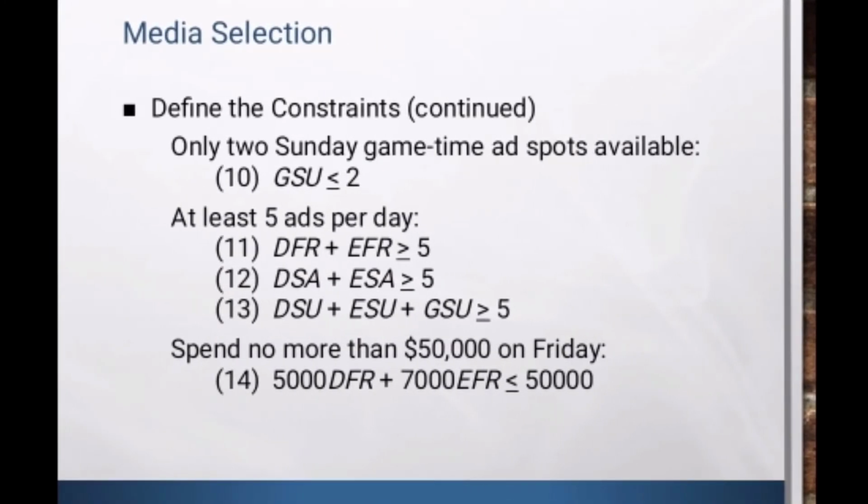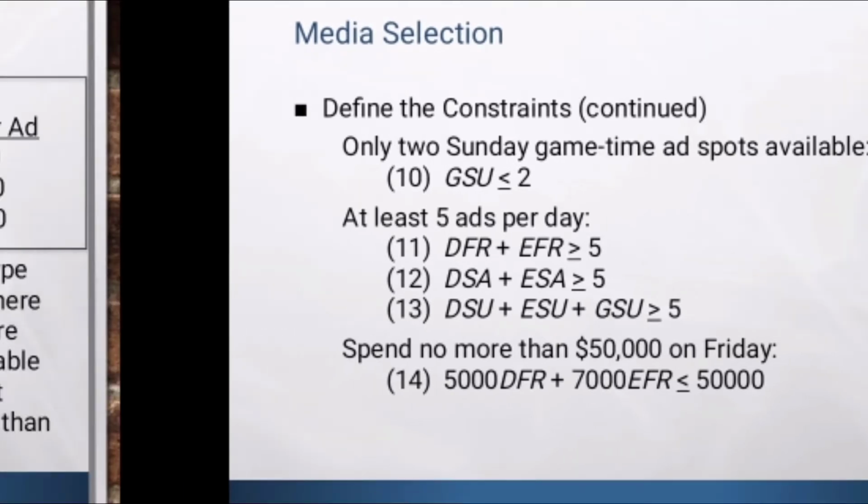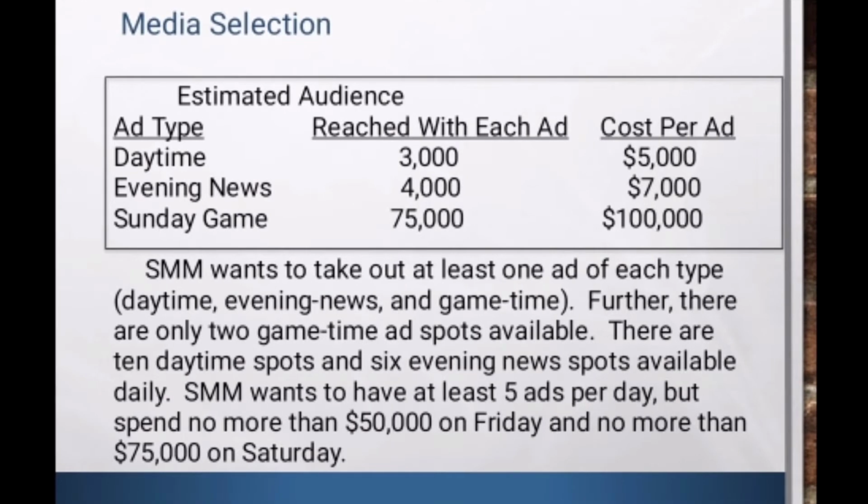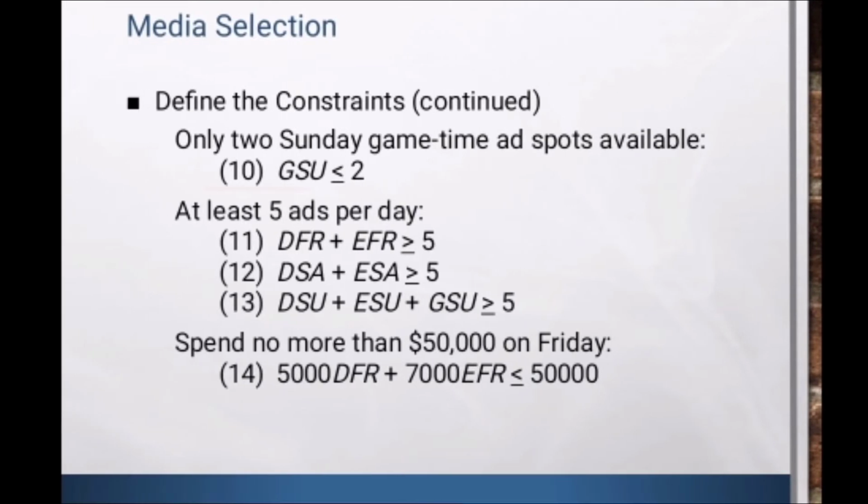And then another constraint stated in the problem is that only 2 Sunday game time ad spots are available. So it is stated there that there are only 2 game time ad spots available. So we will include this too. So GSU, as game time ads on Sunday, is less than or equal to 2.